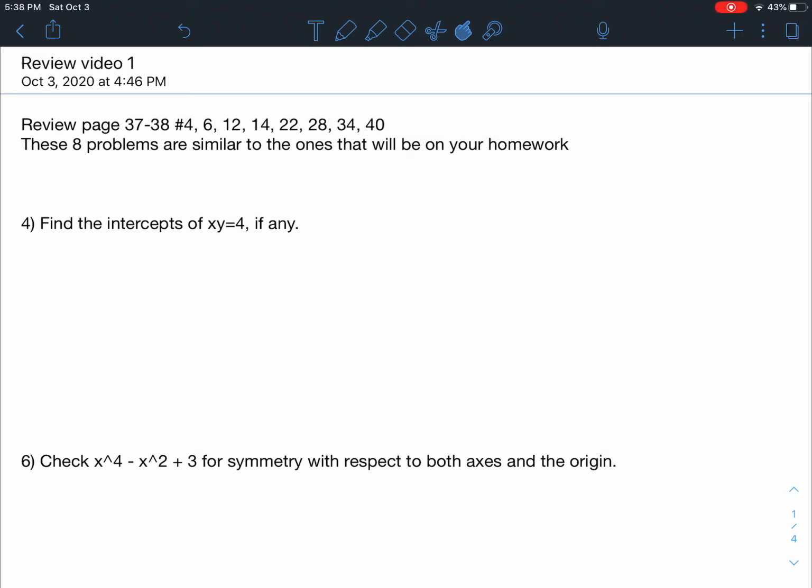Okay, I'm going to be covering a few problems that are similar to the ones on your homework. These are the evens, and I think the homework problems are the odds from the same section.